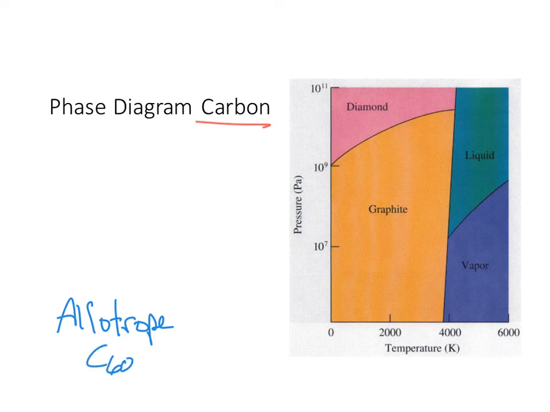Now, as you might know, there is a third allotrope of carbon called a buckyball, which is a cage of 60 carbon atoms. And there have been also different varieties made, like bucky tubes and things like that. So the phase diagram I'm showing here is not actually entirely up to date.